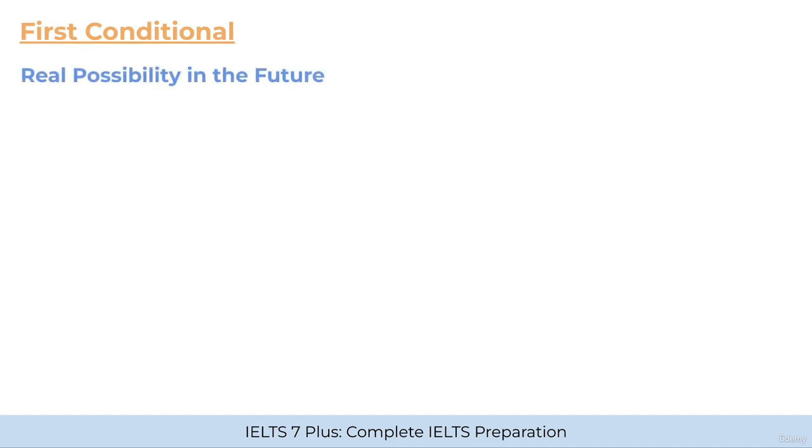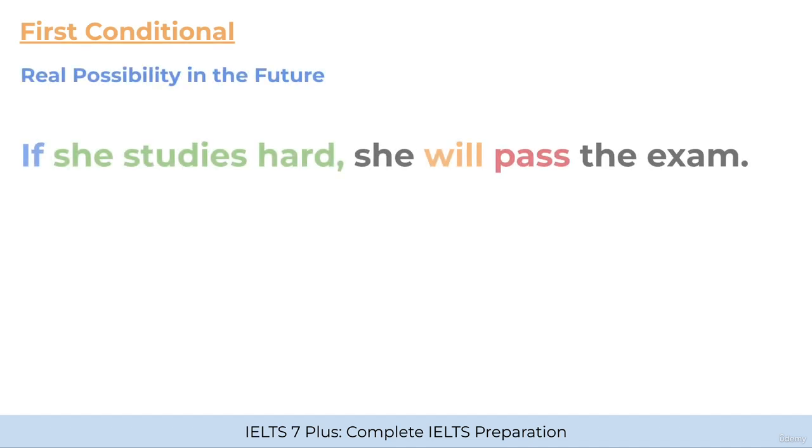Okay, so examples, and we'll go into more depth here. A real possibility in the future could be, if she studies hard, she will pass the exam. So we have if followed by present simple, then, we know from the course, this is a modal verb, an auxiliary verb to express the future, will, and then the base form of the main verb, pass, before it's been altered or changed in any way.